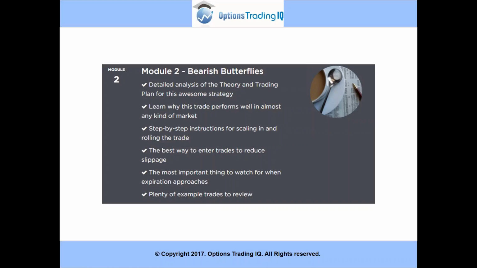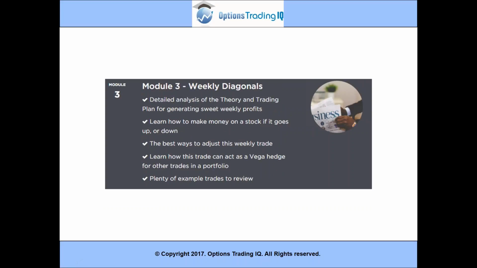So we talked about how you're entering a three-legged trade with a butterfly, and how there can be a bit of slippage there. So how to reduce that, and also when volatility increases, those bid-ask spreads tend to widen, so how we can deal with that. We'll be looking at that. And also the most important thing to watch for when expiration approaches. So again, we don't want to be in that trade per the trading plan the last 10 days. We don't want to be in during that time. And again, plenty of examples to review.